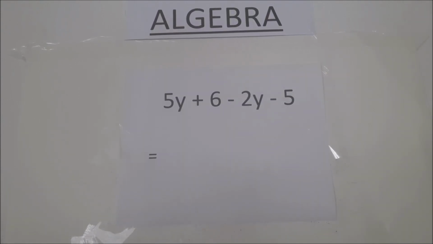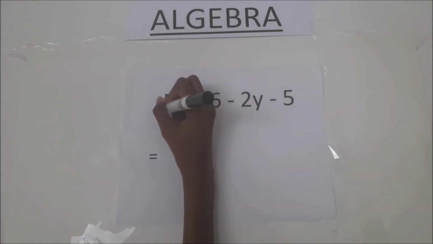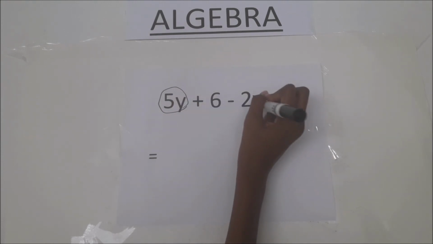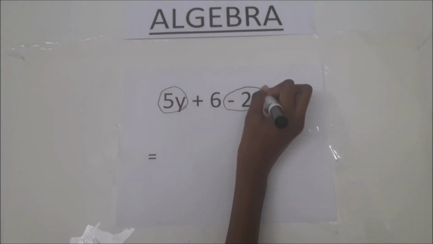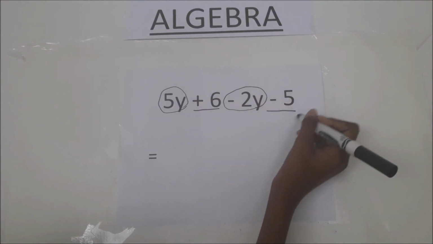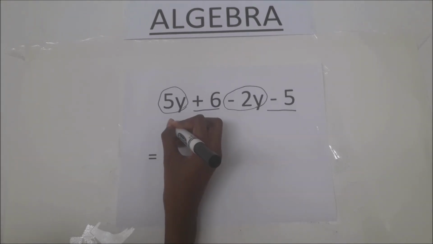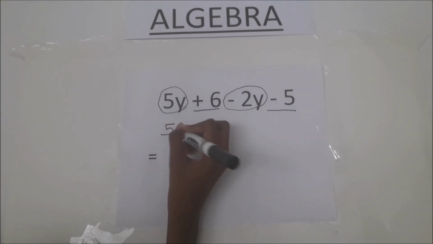Okay, Raphael, let's continue. Read what I have. 5y plus 6 minus 2y minus 5. Work it. Circle all the y's. And underline all the numbers. The sign. Work it, then put the answer. Don't put the next step. Just work it. Okay, write it.